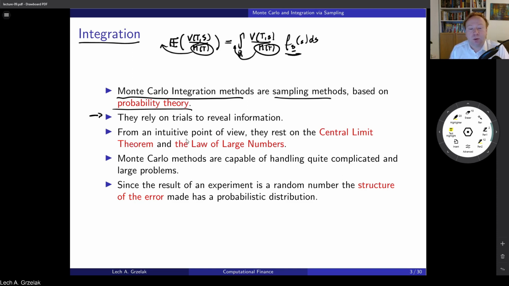From an intuitive point of view, the technique relies on the central limit theorem and the law of large numbers. Details on that are provided in the book.